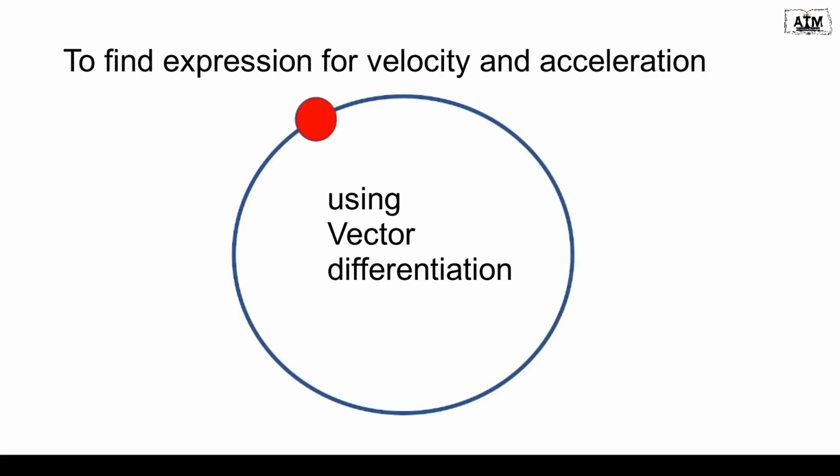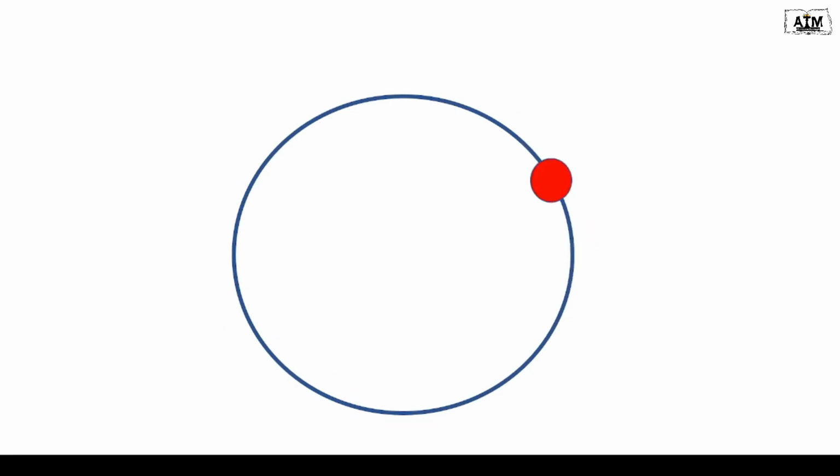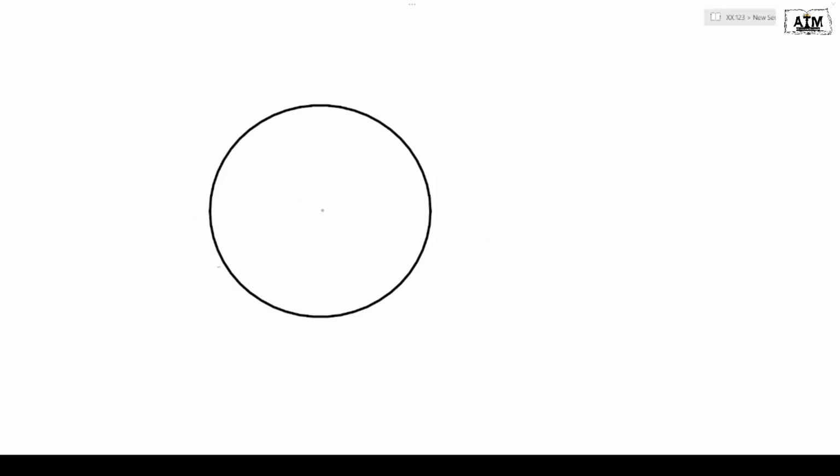Suppose we got a particle and the particle is moving along the circular path. By using vector differentiation, we can find out the velocity of the particle as well as the acceleration of the particle. Suppose O is the center and P is the position of the particle.